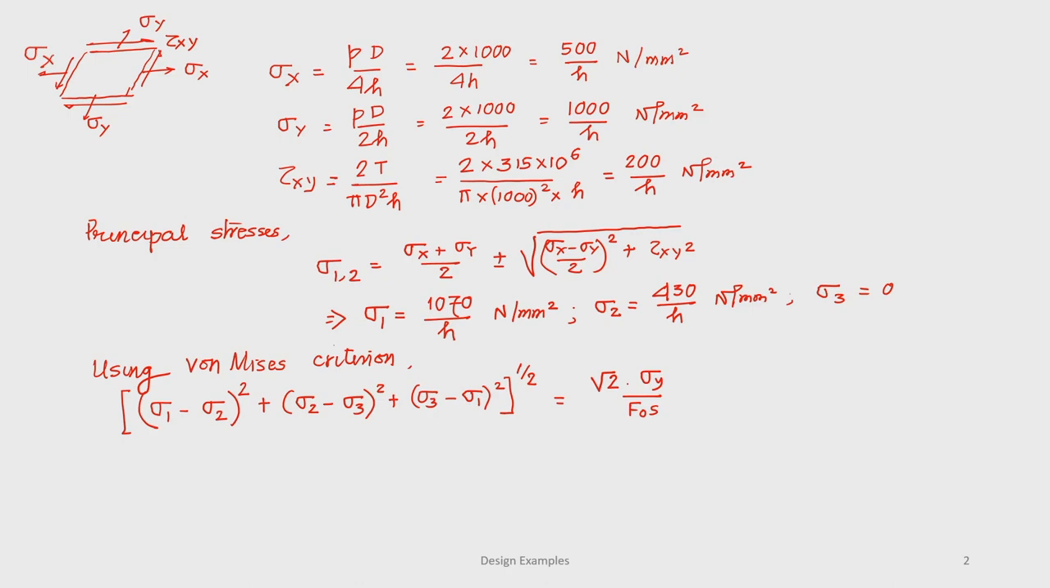So, using these values of sigma 1 and sigma 2, with sigma 3 of course 0, and the values for sigma y, we have a factor of safety of 1.3. Therefore, h will come out, with 1 by h, sigma 1 is 1070 by h, plus sigma 2, and sigma 3 is 0.